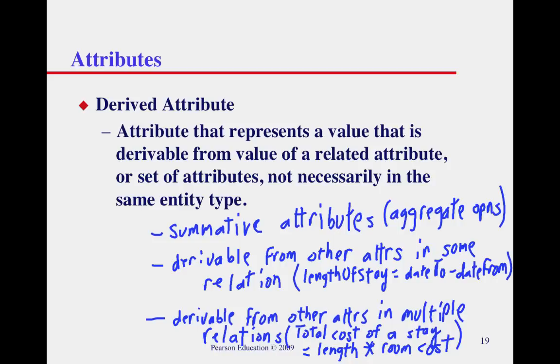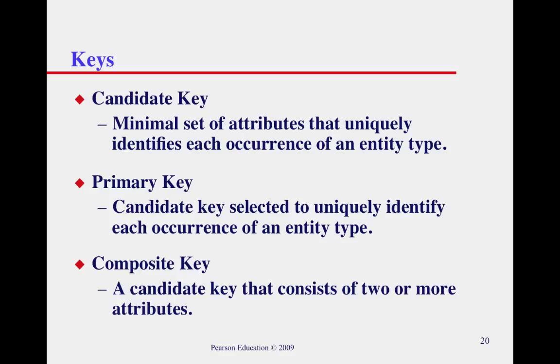So three different fundamental types of derived attributes. You do not represent them explicitly in the underlying relation or in the database, but you do show them in the entity relationship model. And again, we'll show you that in a moment.